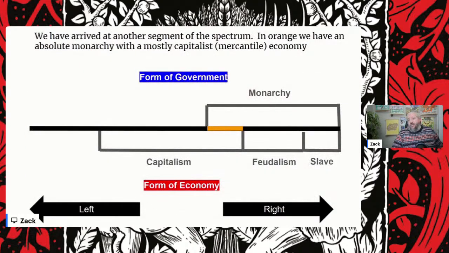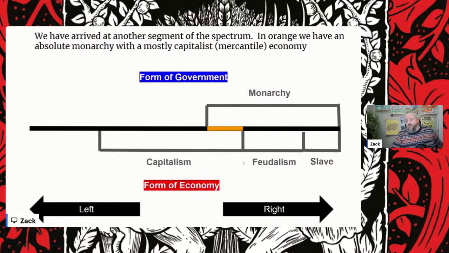So we've arrived at yet another segment of the spectrum. In orange, we have an absolute monarchy with a mostly capitalist or mercantile economy. That's the band in orange. All right, so does that make sense now? How we're starting to see how economy and government are really intertwined. Basically, whatever government you have determines what sort of economies you can expect to see. It's not an absolute rule, but it's pretty close.